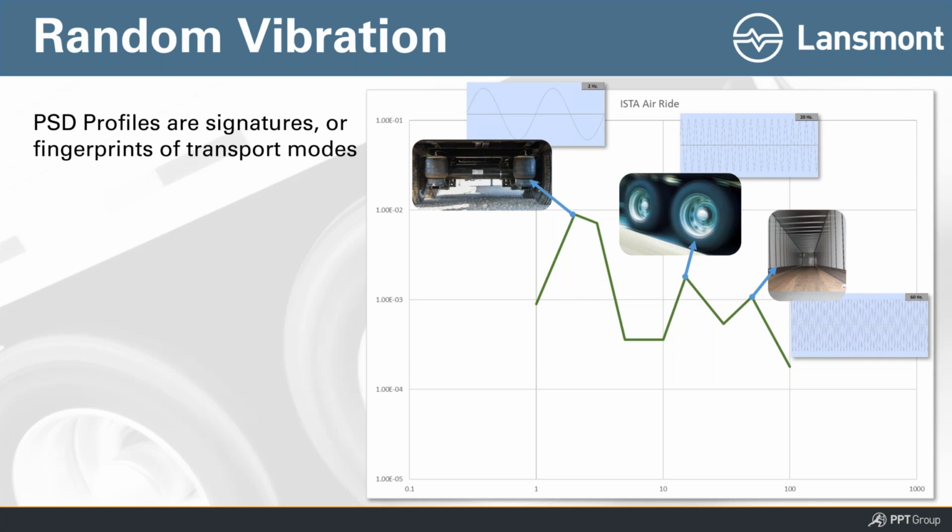In this case, what I'm showing is the ISTA air ride profile that is referred to in ISTA's procedure 3H. Well, what does that mean? That first peak on that green trace, you can think of as being associated with the suspension, basically the airbags, the suspension of the truck. The next peak that you see on a profile like that is typically associated with wheels, tires, rotation.